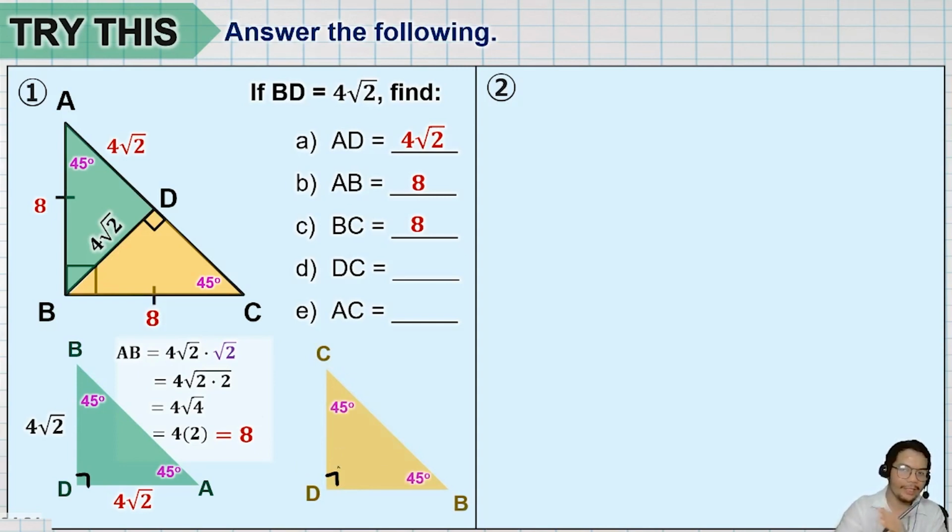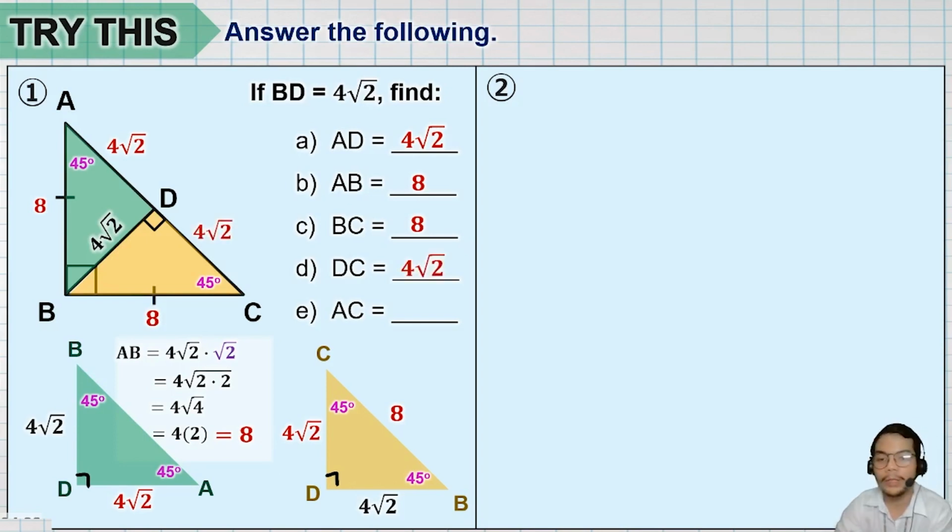So, angle C and angle B will both be equal to 45 degrees. Based on what we have got, the given 4 square root of 2 is the measure of BD or DB. And what we got earlier for BC is 8. What is the measure of CD or DC? Easy to see, right? It's equivalent to 4 square root of 2. They're the same. Isosceles right triangle. So, DC is equal to 4 square root of 2.